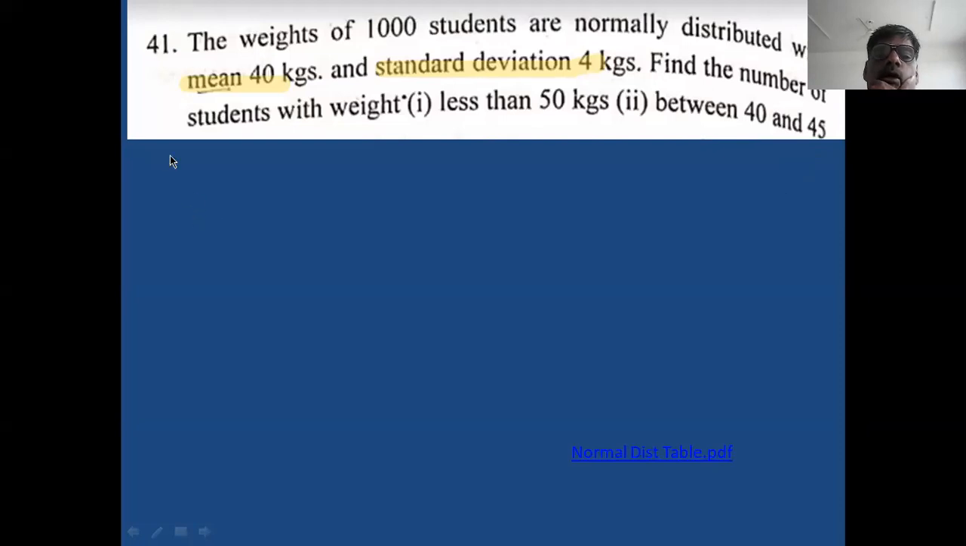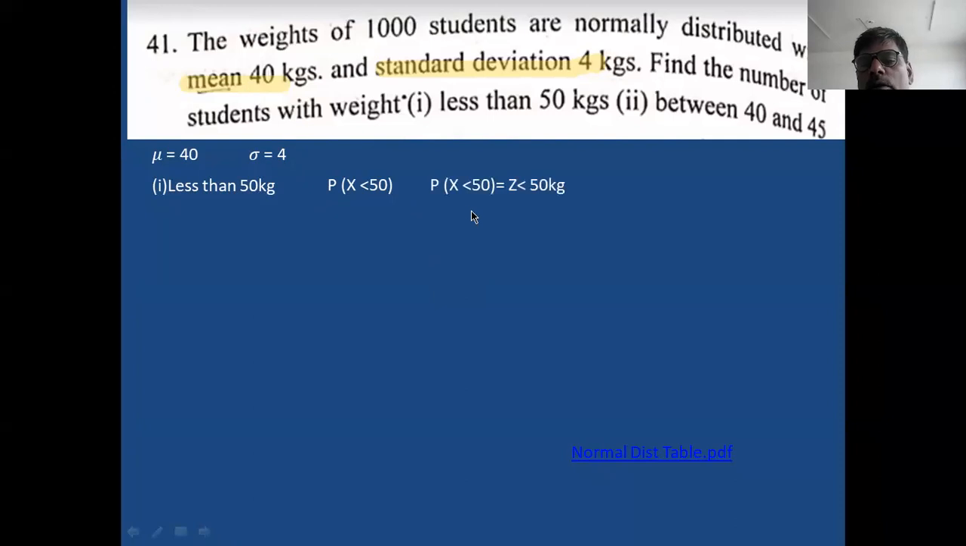So the given thing is mean is equal to 40, mean is given in the problem, and standard deviation is 4. Then your first question is less than 50 kg. So you have to calculate the probability of X less than 50 kg.